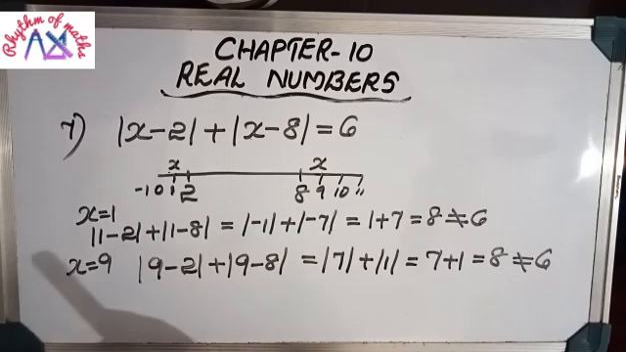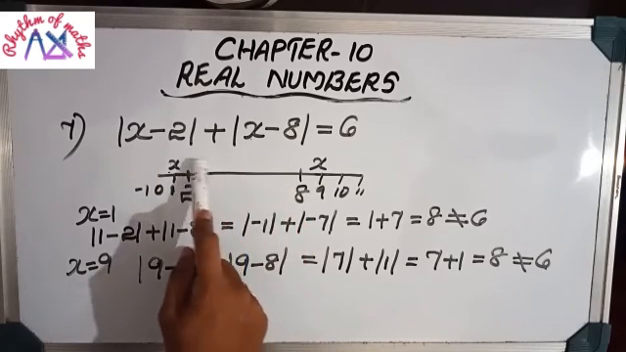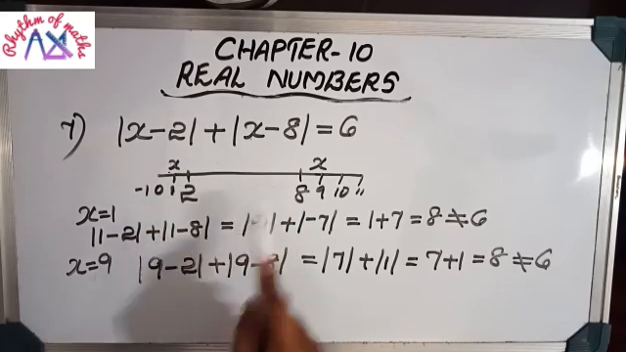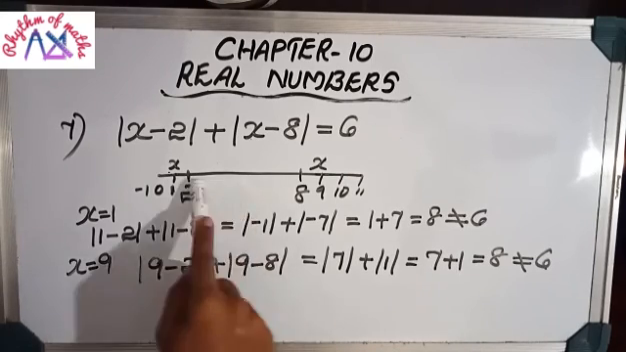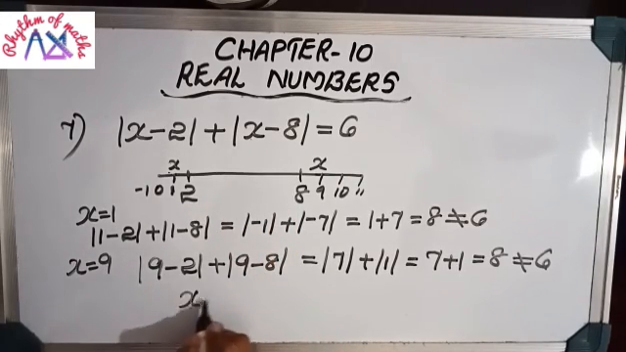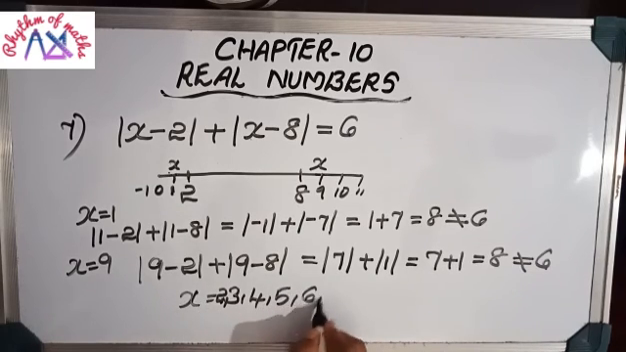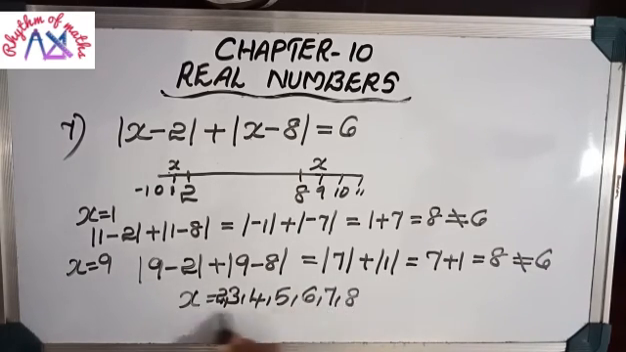So what is the next possibility? x can be in between 2 and 8. All the remaining portion is in between 2 and 8. So in between these numbers we can take x. The value of x can be 3, 4, including 2. 2 also we can choose. So 2, 3, 4, 5, 6, 7, 8 are the possible values of x.